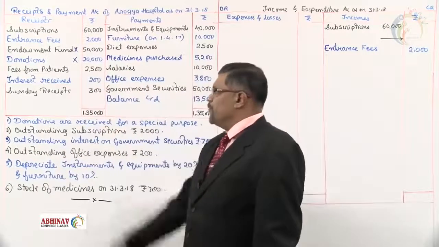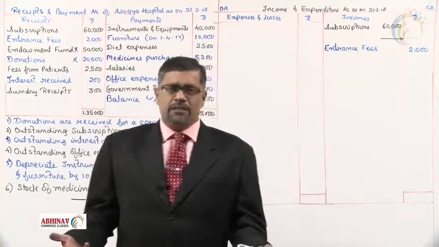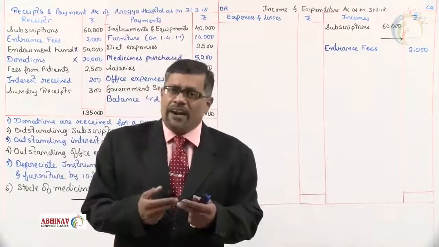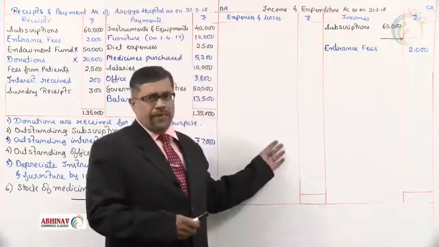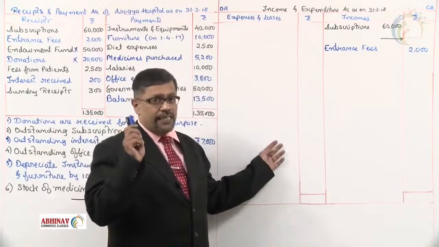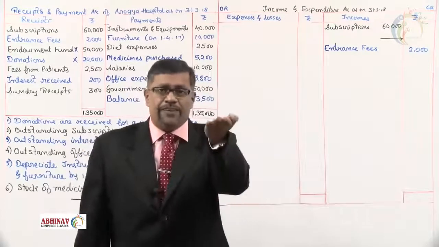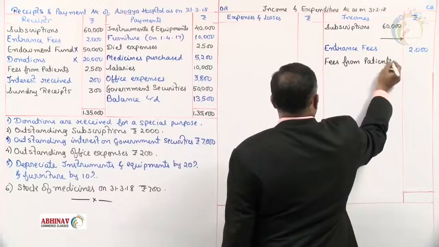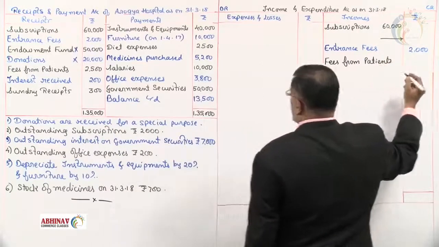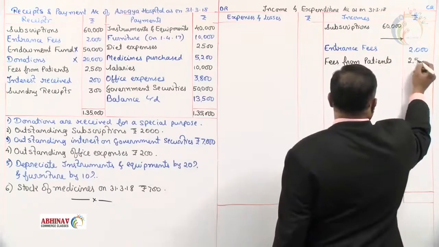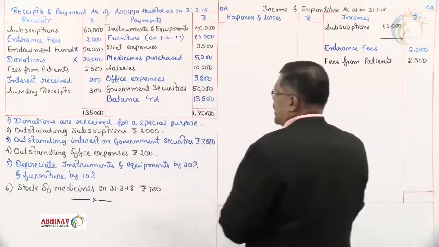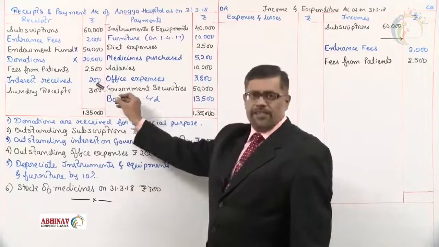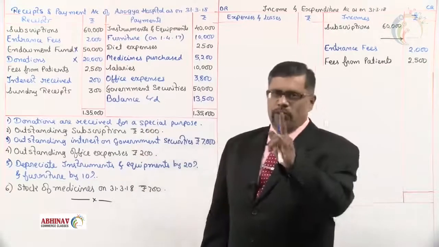Next, fees from patients. But obviously, it is revenue. Revenue is to be entered here. It's fees, it's an income. Income will increase your profit on the credit side. Fees from patients, rupees 2,500.